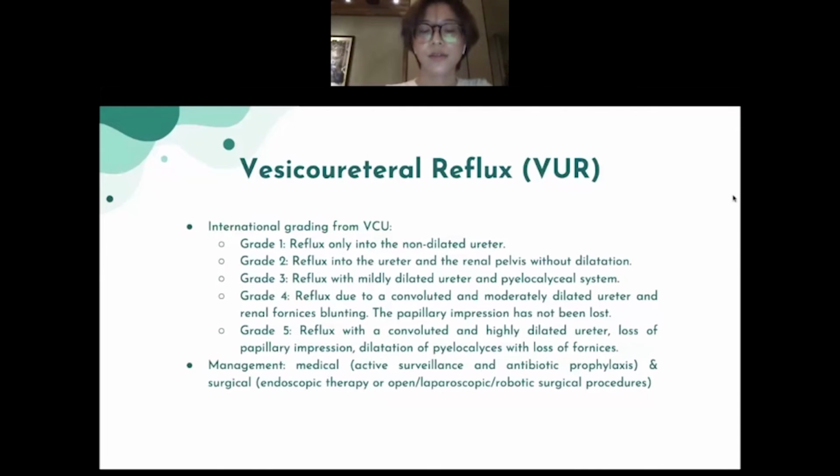The first one is medical management using active surveillance and antibiotic prophylaxis, and then there's surgical management using endoscopic therapy or open, laparoscopic, or robotic surgical procedures.